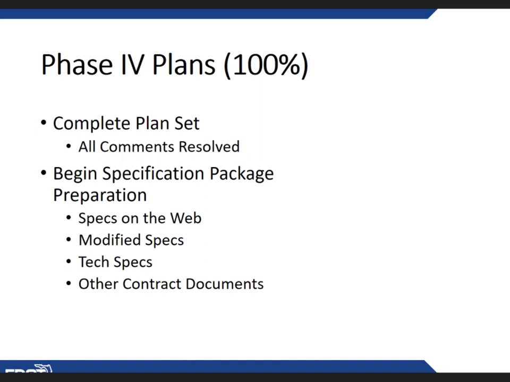If you needed to modify Section 536 for an approved reason, then you want to make sure that you're not pulling in a spec on the web that would conflict with your 536 modification. Similarly, if you're doing a tech spec for a drainage inlet, you certainly don't want to be pulling in other pieces that are conflicting there.